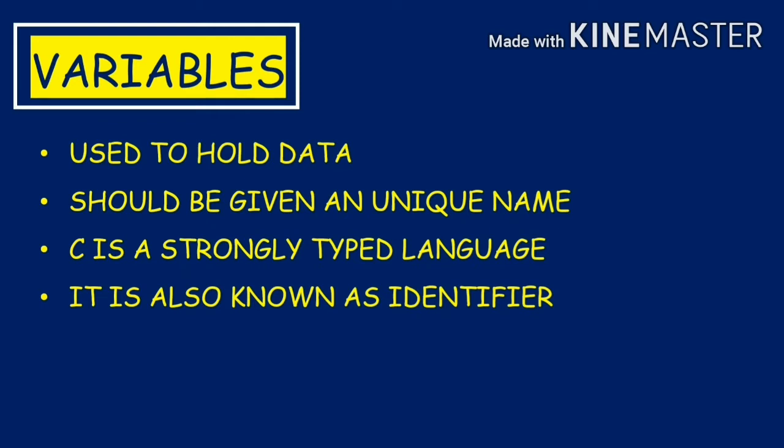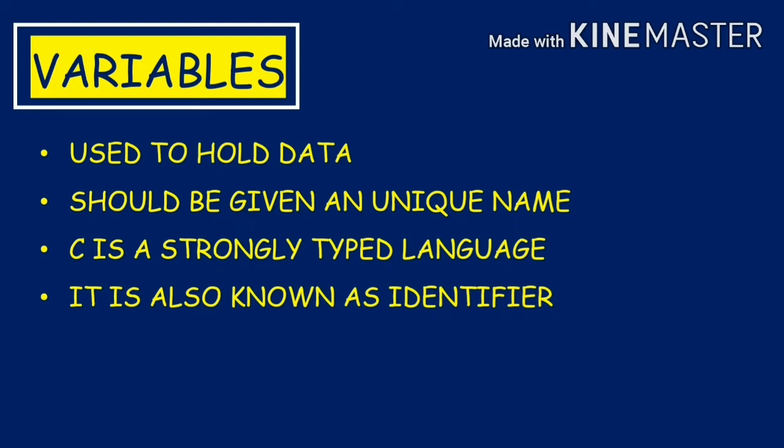So it's always better to give a unique name rather than having some common names like A, B, X, Y, M, etc. So C is basically a strongly typed language, and so once a variable is created for a particular type of data, we can't store any other type of data other than that particular type. Say you create a variable for storing numbers, and you can't use it for storing letters or alphabets hereafter. So they are also called identifiers.